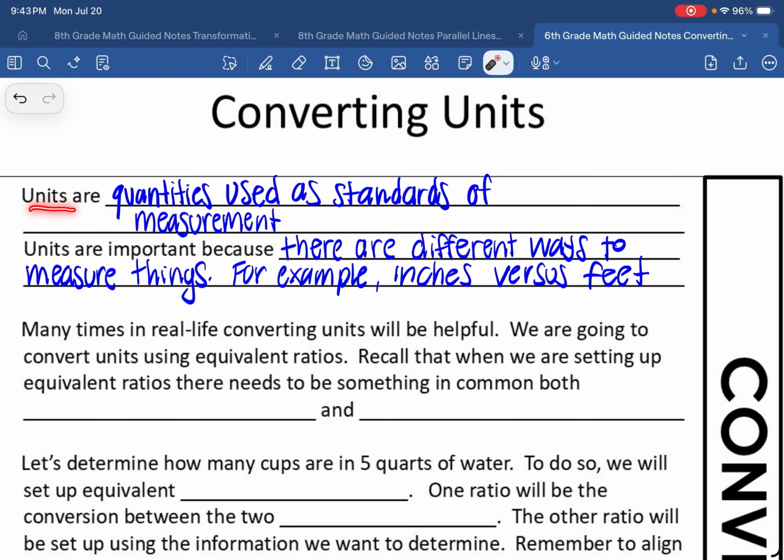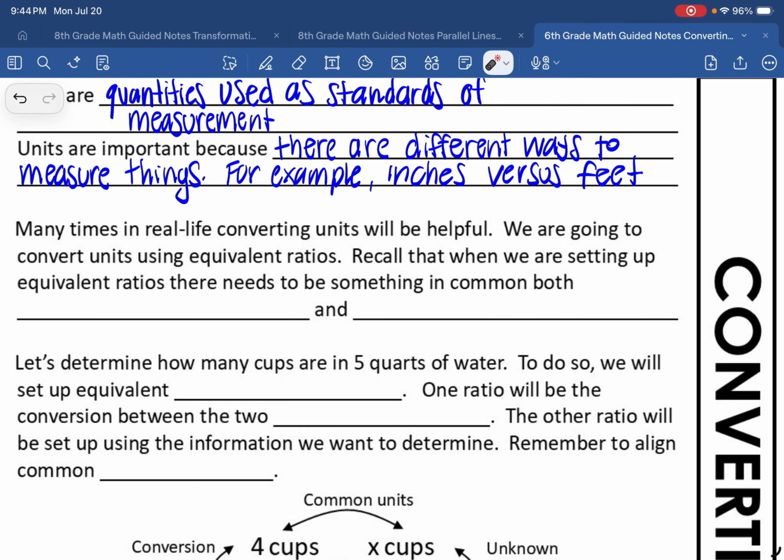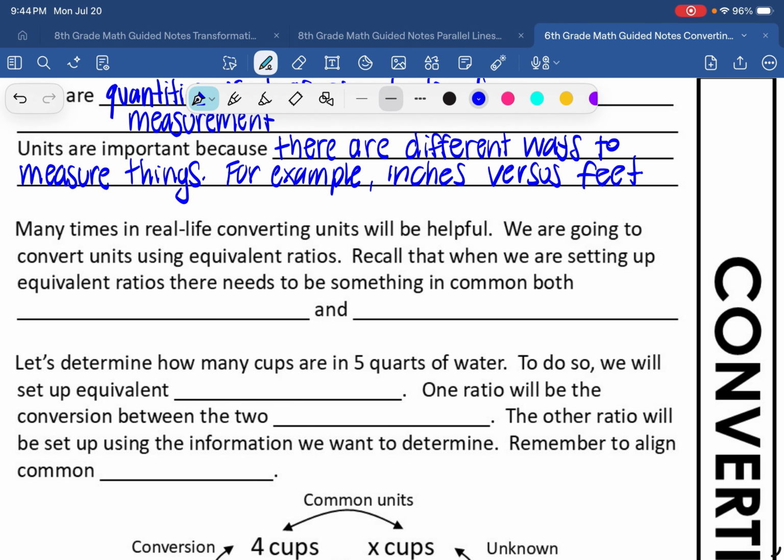Units are quantities used as standards of measurement. Units are important because there are different ways to measure things. For example, inches versus feet. So units would be like centimeters, meters, gallons, liters, miles. Many times in real life, converting units will be helpful. We are going to convert units using equivalent ratios. Recall that when we are setting up equivalent ratios, there needs to be something in common both horizontally and vertically.